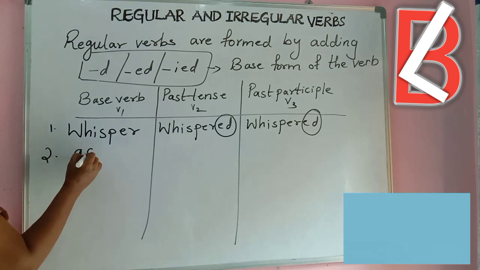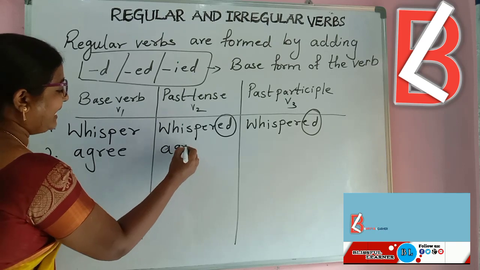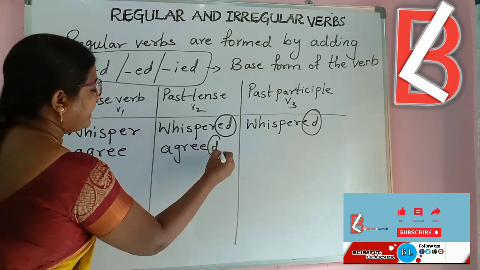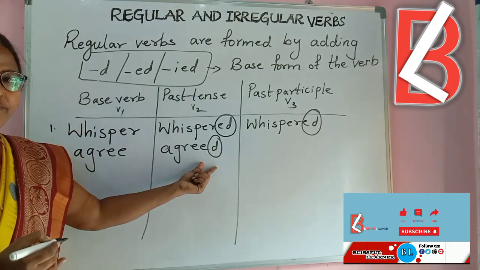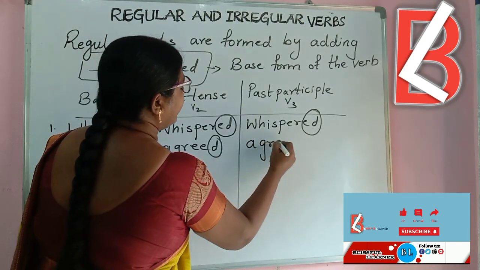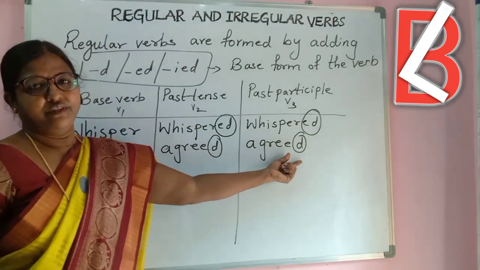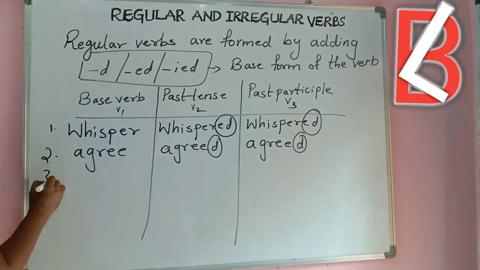Agree. Its past tense is agreed. Here we have added d. It is formed by adding d to the base form of the word, and the past participle is also the same, agreed. We have added d. Let us see one more example.